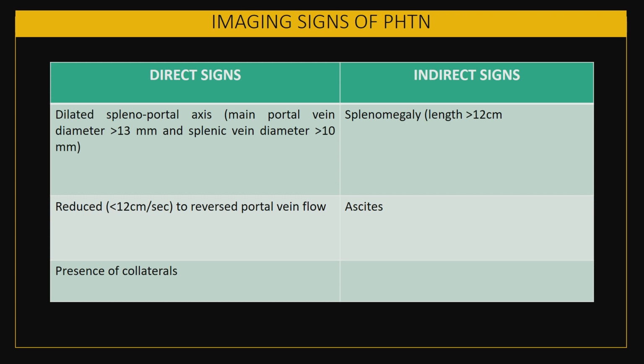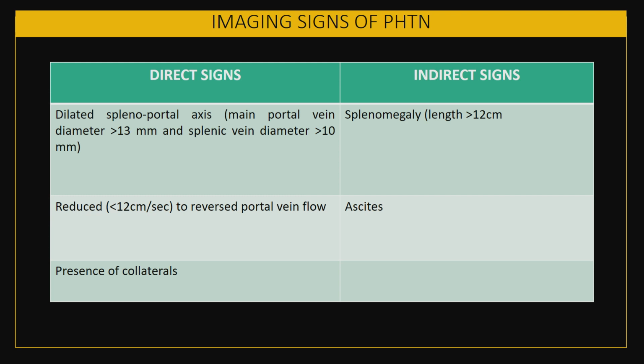We can divide them into direct signs and indirect signs. In direct signs, you see a dilated splenoportal axis and reduced portal flow. The normal portal velocity is 12 to 18 centimeters per second. When it is reduced to less than 12 centimeters per second, first the portal flow will decrease, then it will become stagnant, and ultimately it will get reversed. And the presence of collaterals. So these are direct signs. Indirect signs that we most commonly see are in the form of splenomegaly and ascites.